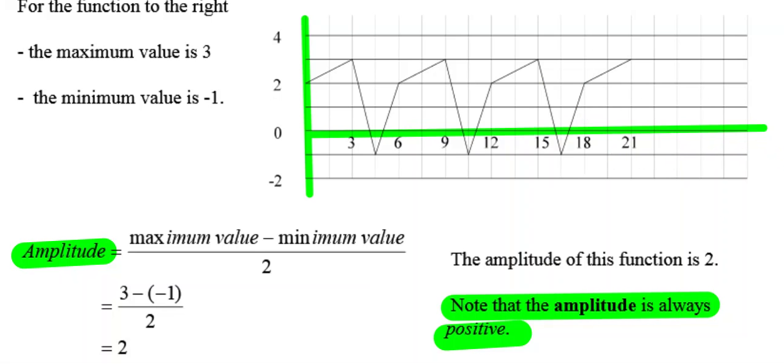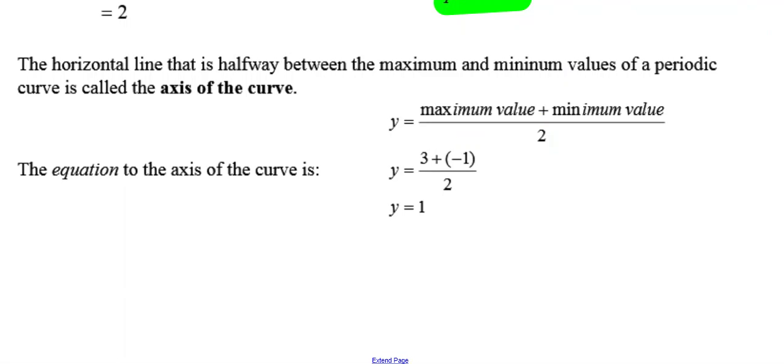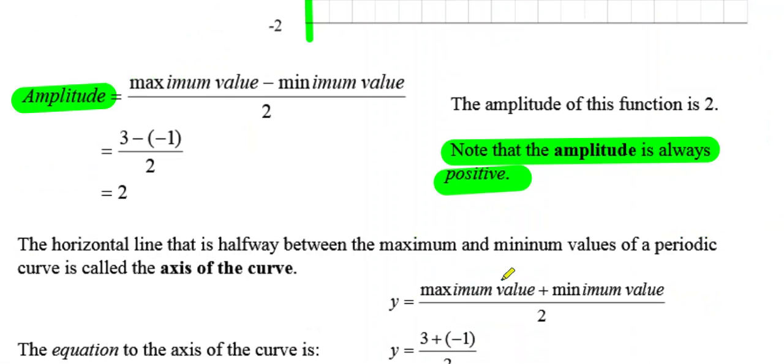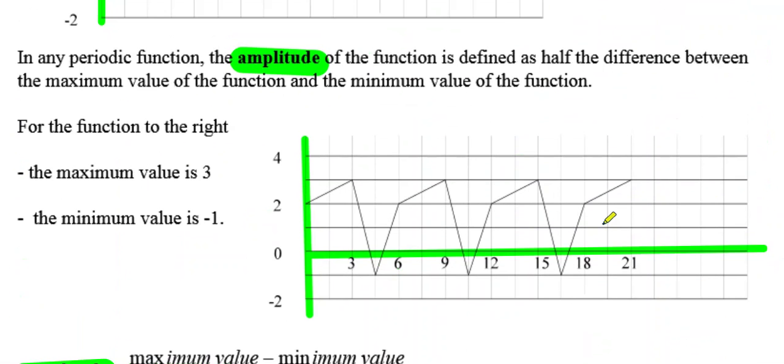My apologies. Alright, so the horizontal line that is halfway between the maximum and the minimum values of a periodic curve is called the axis of the curve. If I go back up here, it says the horizontal line that's halfway between the maximum and minimum. So this kind of relies on your amplitude. Okay, so I'm going to do this one in yellow. If we were at 3 and negative 1, halfway is right here, right?